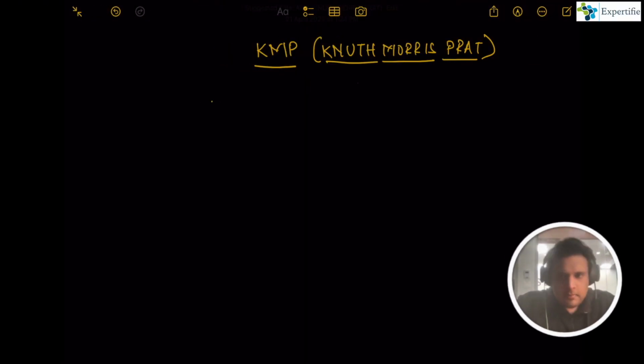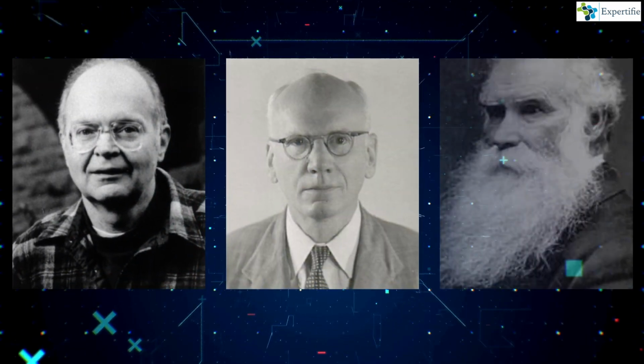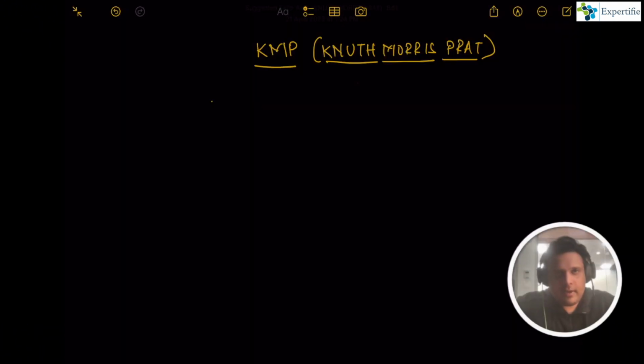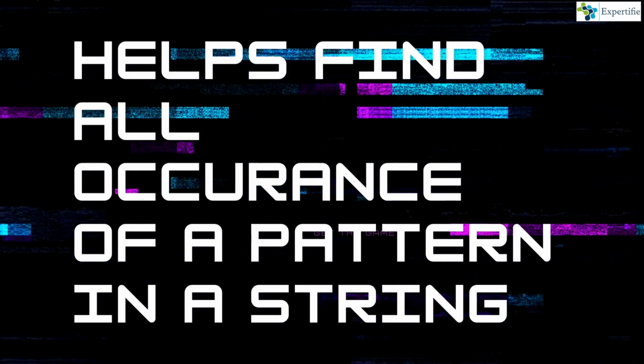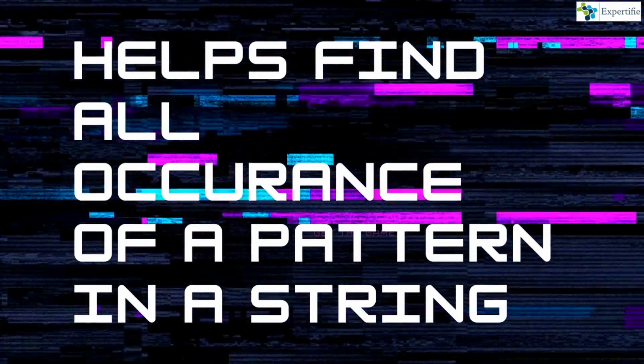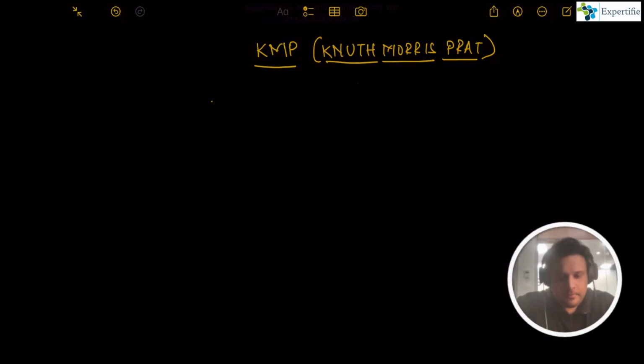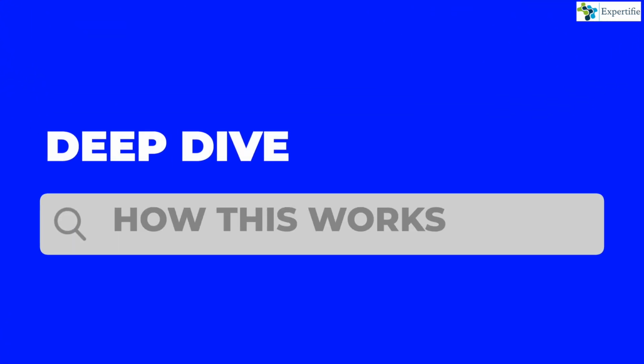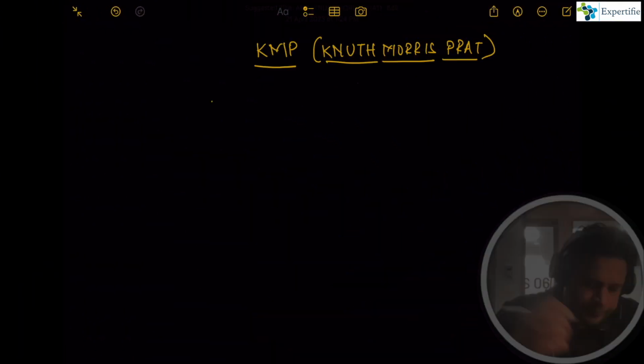So the KMP algorithm is basically called Knuth-Morris-Pratt, named after the three scientists who coined this algorithm. This algorithm helps you find all occurrences of a pattern in a string, and it does it very efficiently. So today we will be deep diving into KMP and we will try to understand how this algorithm works. So let's get started.